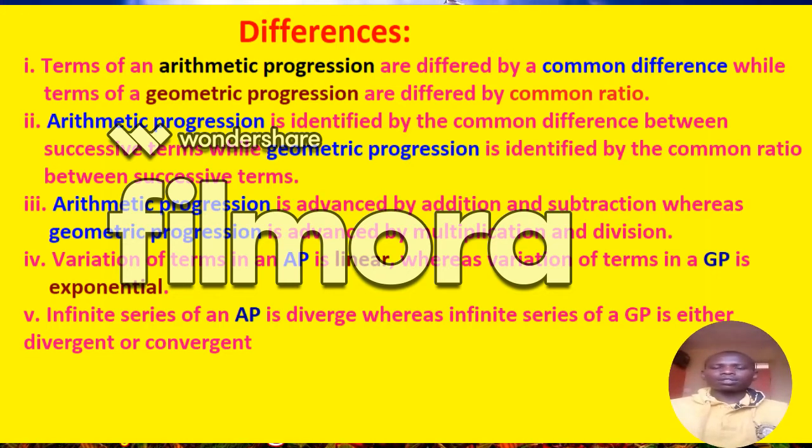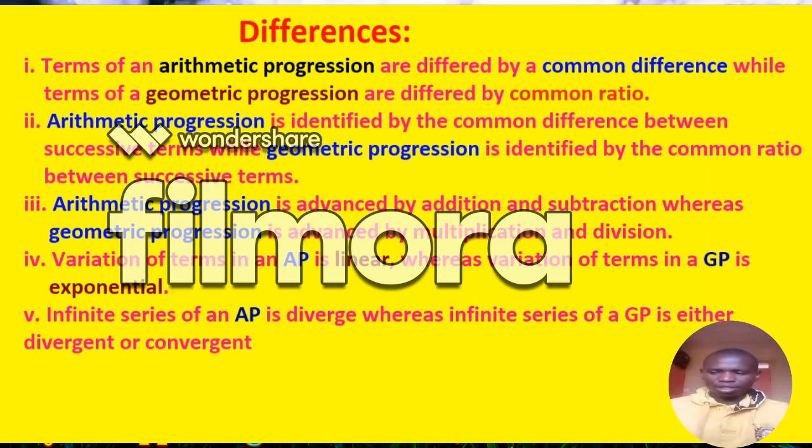Let's go straight into the differences between arithmetic sequence and geometrical sequence. The first difference: terms in an arithmetic sequence or an arithmetic progression usually differ by a common difference, while terms of a geometrical progression or a GP differ by a common ratio or a common factor.